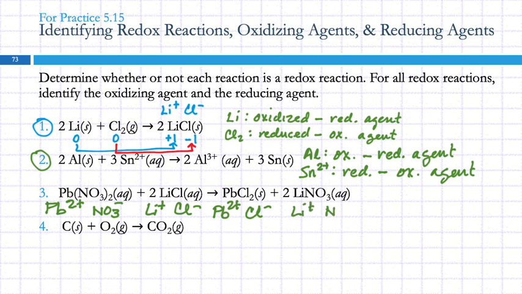So if we go through these, we see, oh, all the ions are staying the same. This is two pairs of ions coming to the party in the beaker and mixing and mingling. They didn't get oxidized or reduced, they just swapped partners. So it's not a redox reaction. No electrons were transferred.